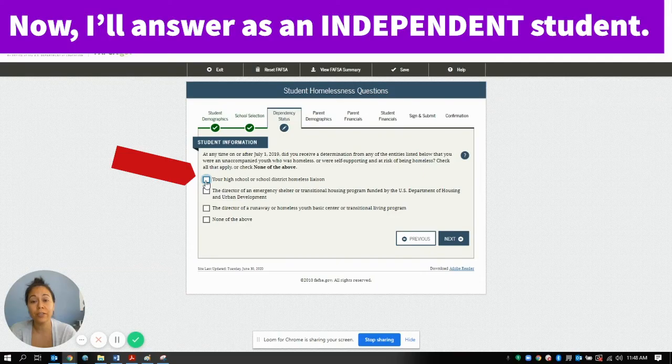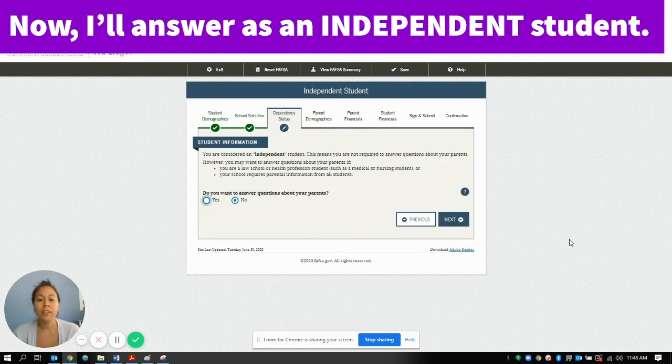If you clicked yes for that previous question and don't have this first box, definitely reach out to your school counselor. The other options are if the director of an emergency shelter or transitional housing program could vouch, or a runaway or homeless youth basic center. If none of the above, then you would click none of the above. But like I said, if you clicked yes to the previous question, we would hope that you could get this first checkbox. And then you get to this point.